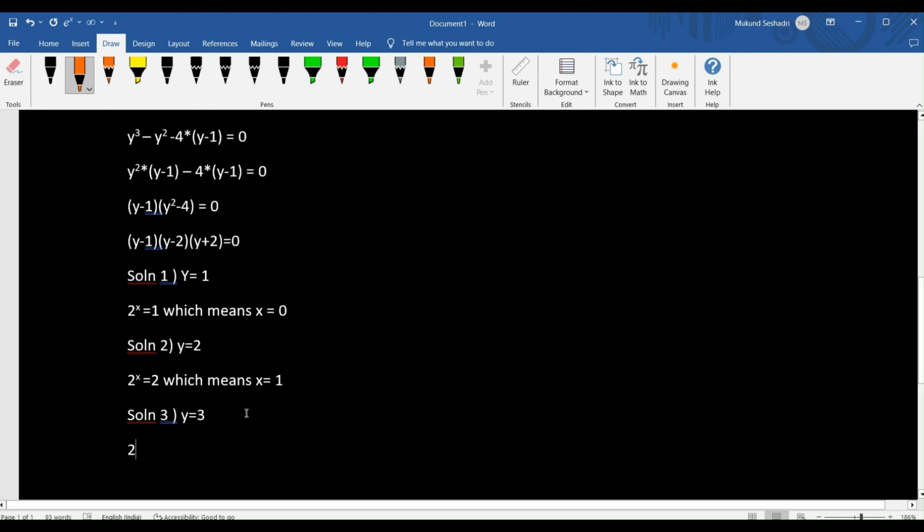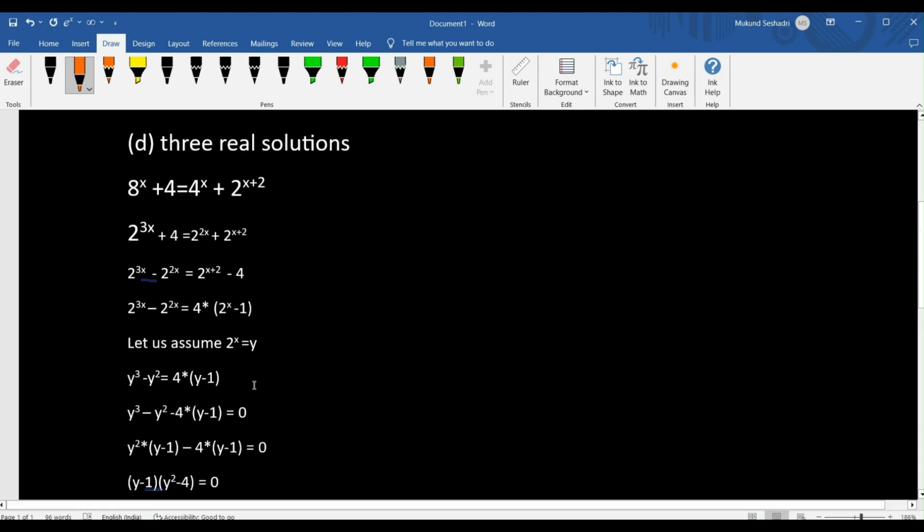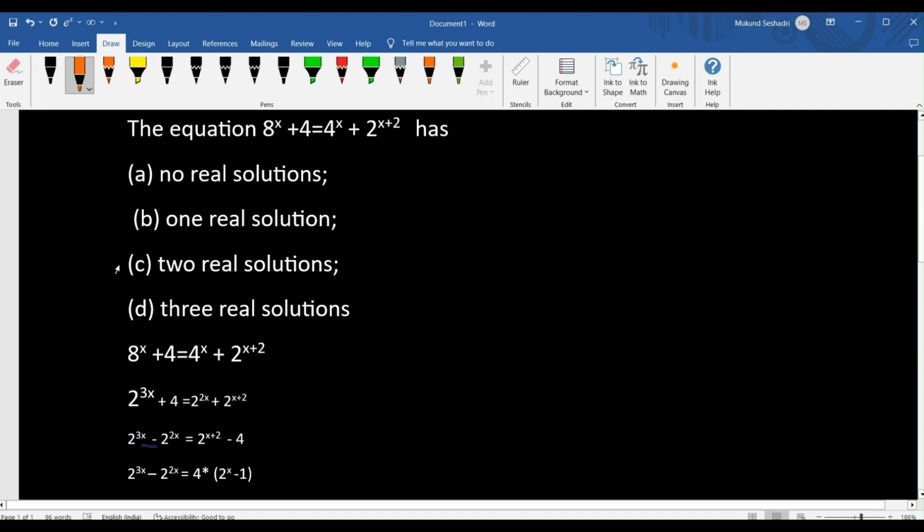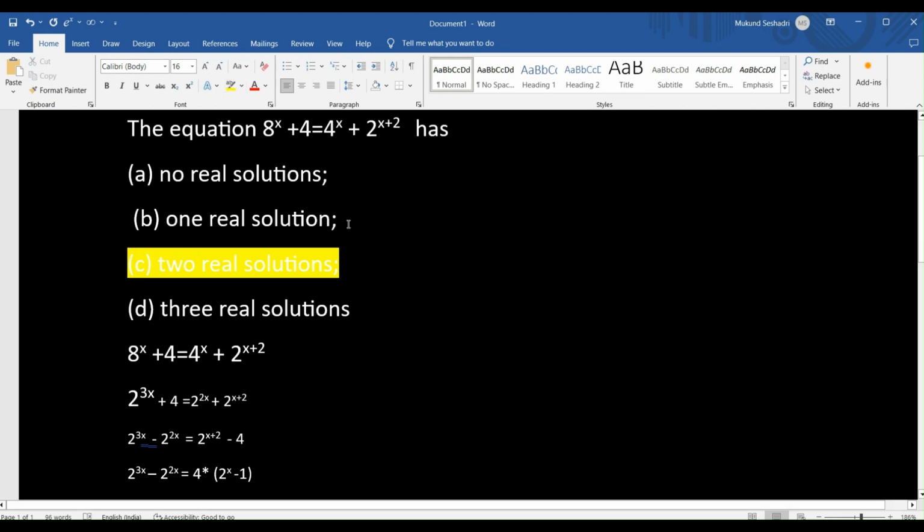And then my solution 3 is y equals minus 2, which means 2 to the power x is always positive, right, between 0 and infinity. So 2 to the power x cannot be negative, right? So this is not a possible solution. So we have two possible solutions for this equation, which are x equals 0 and x equals 1. So the right answer to this question will be two real solutions. This is our final answer.